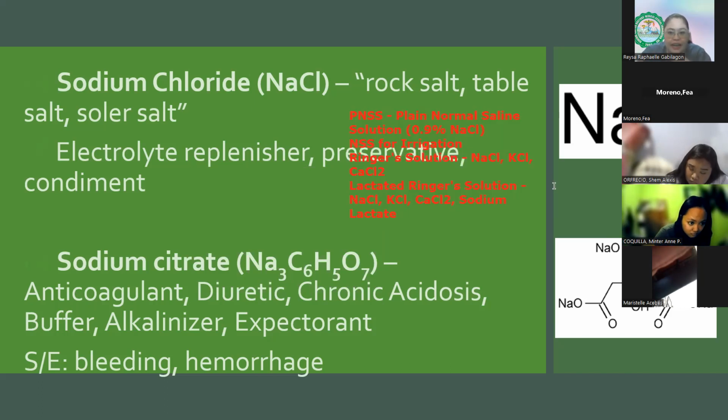Now, the next one for the compounds of our sodium, we have the sodium citrate. So citrate is C6H5O7. So ito yung ating chemical formula ha. Na ano naman ang gamit ng sodium citrate? Because it contains citrate, it can cause anticoagulation.